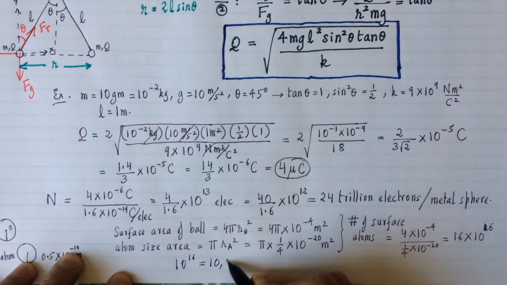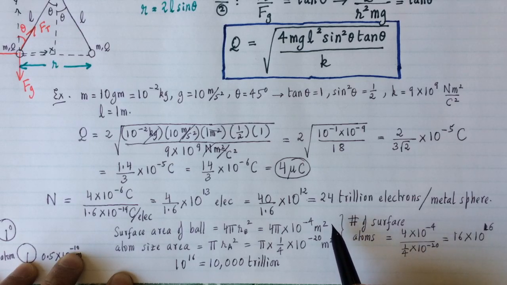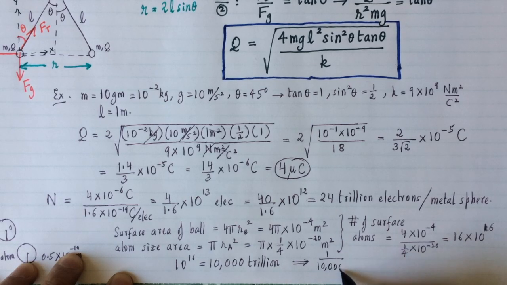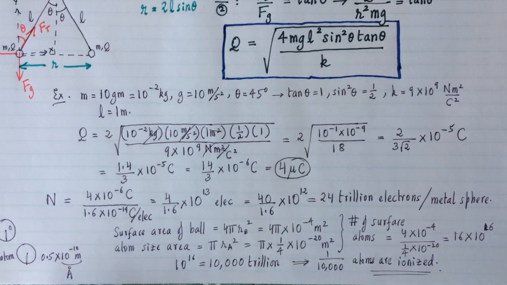Let me see if I can get this right. It's 10,000 trillion. There are 10,000 trillion surface atoms, and for every 10,000 trillion, we need 1 trillion. So it's just 1 in 10,000. So the percentage is really small. We only need 1 in 10,000 atoms to be ionized on the surface. So you can see that there's a potential for a lot more charge.